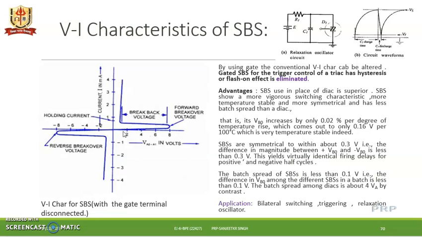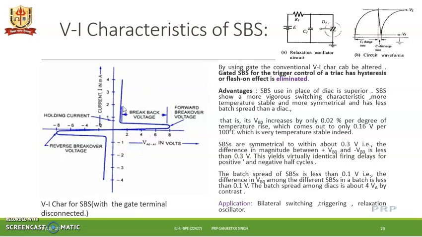Now here we see the VI characteristics of the SBS, and it is similar to that of a diac but more symmetrical than that of a diac in the forward and reverse direction. The difference between the forward and the reverse breakover voltage could be 0.3 volt. So it could be 8 volt here and here it could be 7.7 volt. So that 0.3 volt difference could be there or less than that, and this VI characteristics is drawn with the gate terminal disconnected.